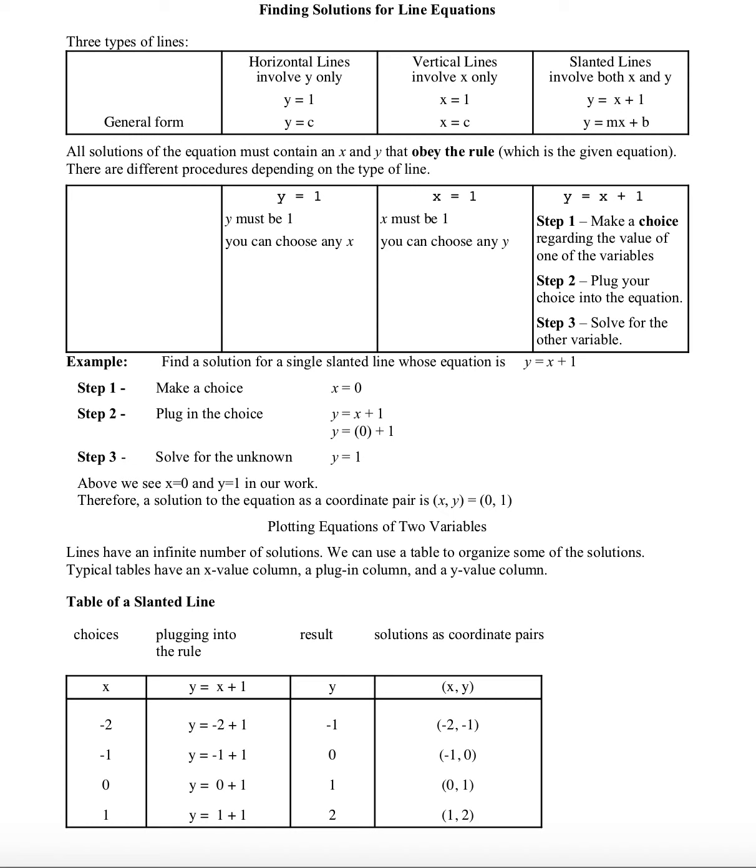This section is an introduction to line equations. There are three types of line equations that we'll need to know here: horizontal lines, vertical lines, and slanted lines. Now, every line has an equation associated with it. It has an equals in it, and one or more variables.